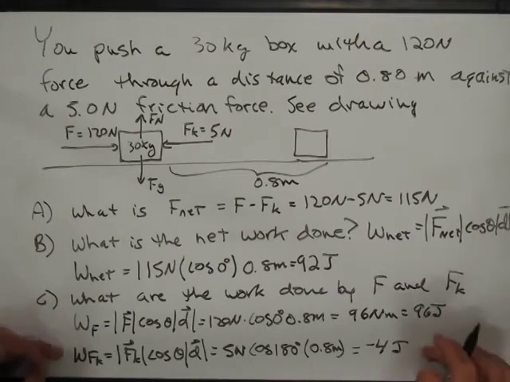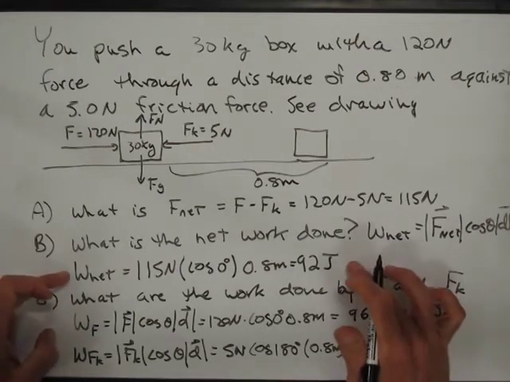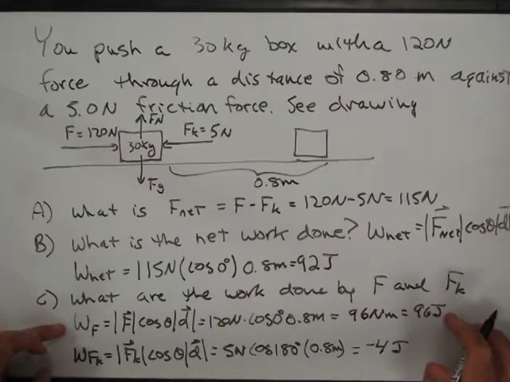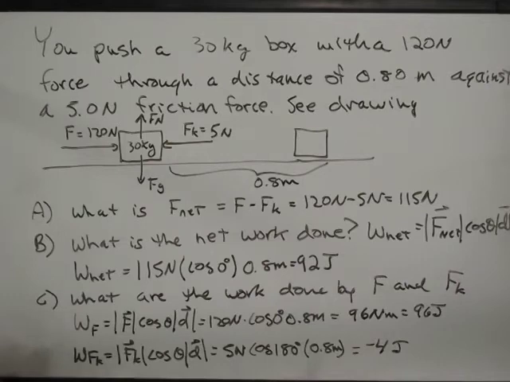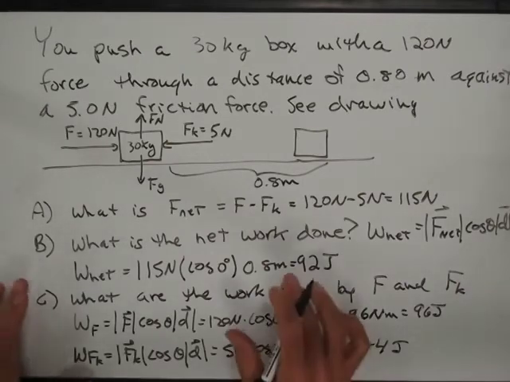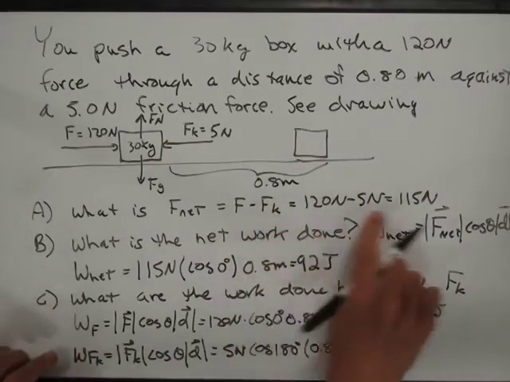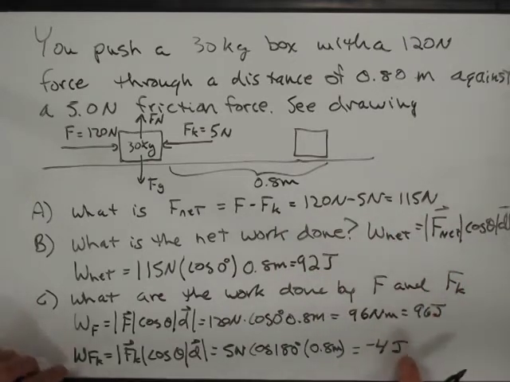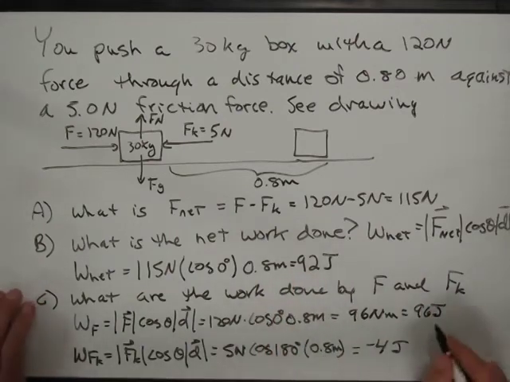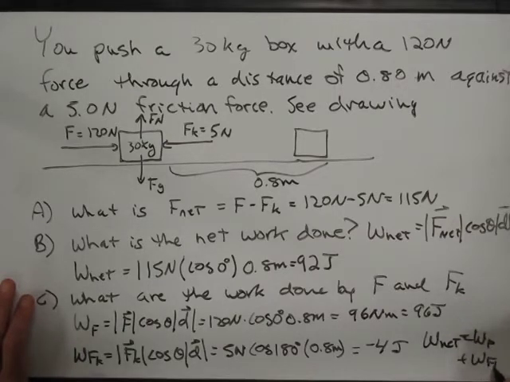If I calculate the works done individually and add them up, I get the same thing as the net work done. I could just calculate the work done by each individual force, add them up, and get the net work. So here I subtracted the forces and calculated based on the net force. Here I just calculated the work done by each force individually and added those up to get the net work. I could say W net equals WF plus WFK, if you want to call it that. I'd still get the same answer.